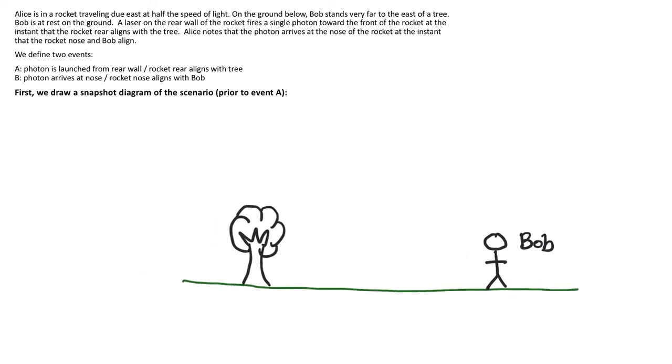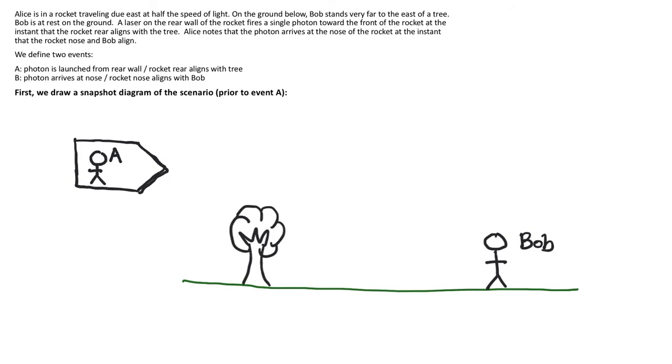The other thing we have is, of course, the rocket that's carrying Alice. We're told that the rocket is traveling due east, and I'm just going to use this simple shape to represent the rocket. And we have Alice on the rocket. I'm going to draw her here for completeness.